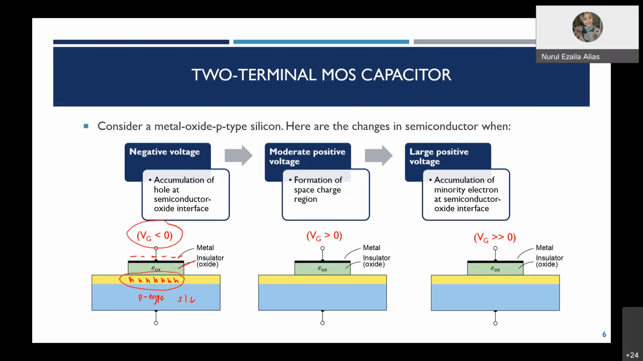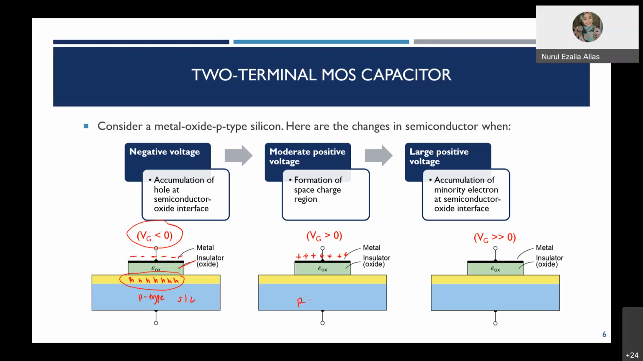Other than that, we can also apply a moderate positive voltage, VG greater than 0. So what is going to happen here? There will be a large positive voltage at this metal plate.